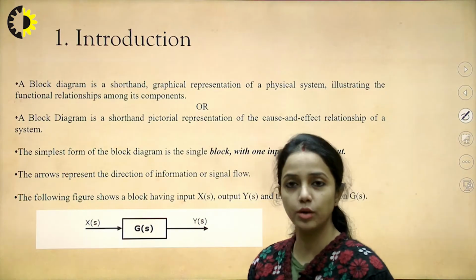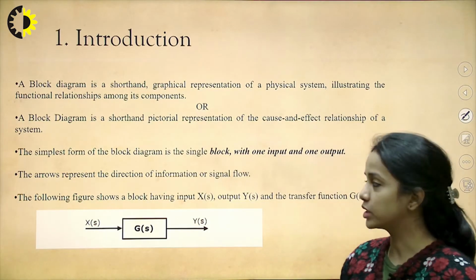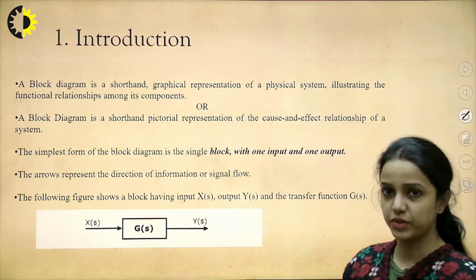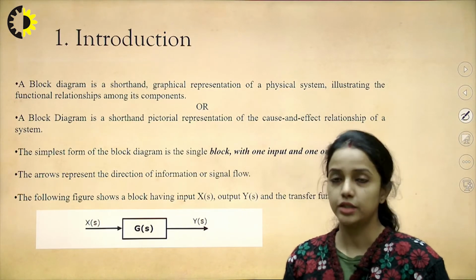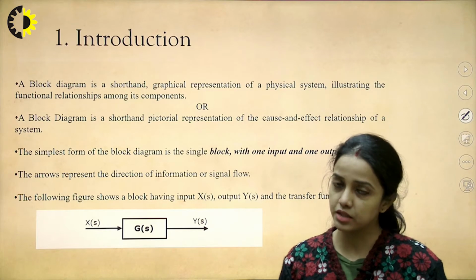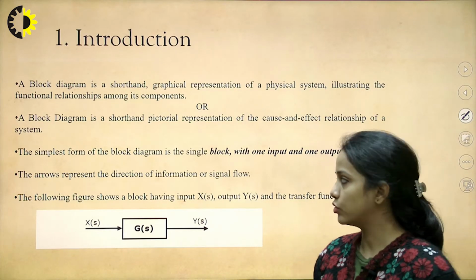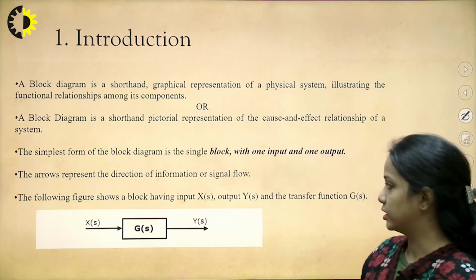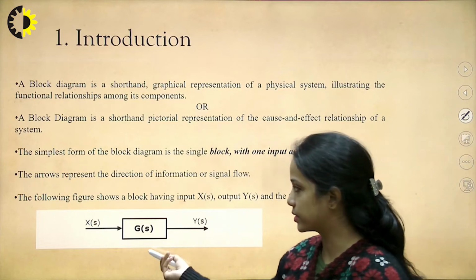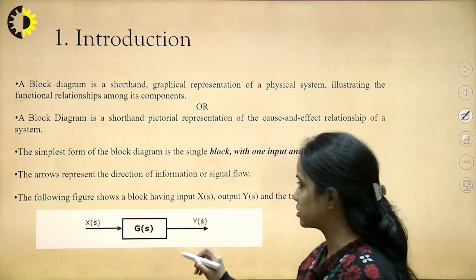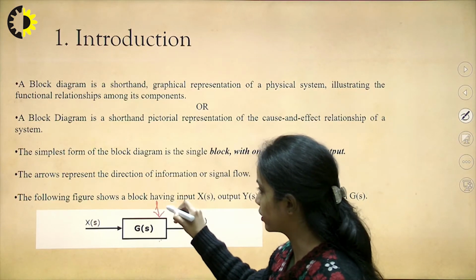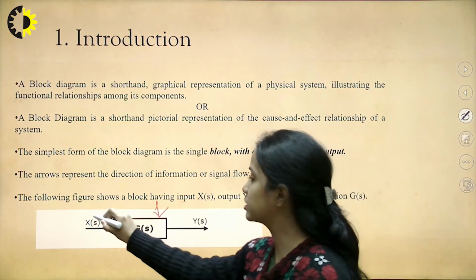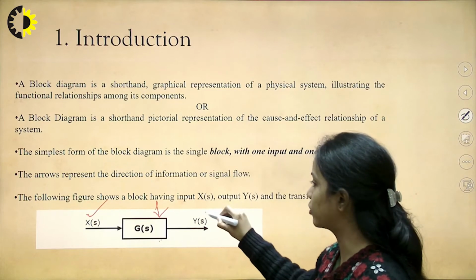So, any complex control system can be converted into a block diagram. A block diagram means all the components of the control system will be represented using blocks. So, let us consider that a system is represented here. This is the first block. Also, this is the input signal, this is the output signal.